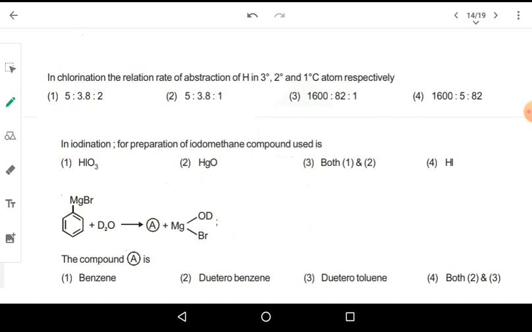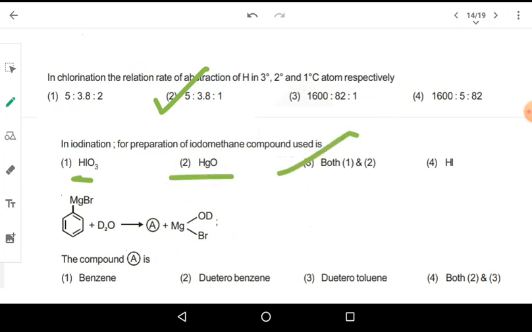In chlorination, the relative rate of abstraction of hydrogen in tertiary, secondary and primary carbon are respectively 5:3.8:1. In iodination, for the preparation of iodomethane, the compound used is HIO3 and HgO, so the answer is option number 3.